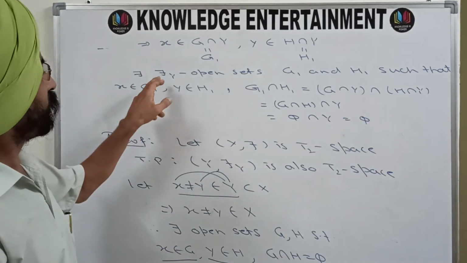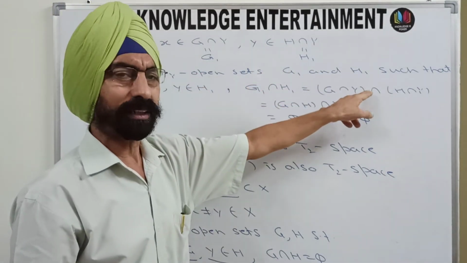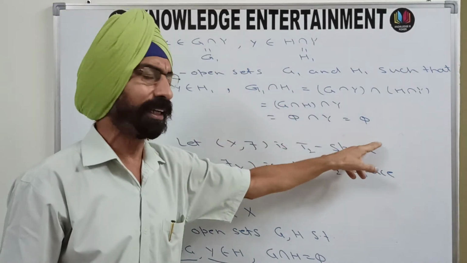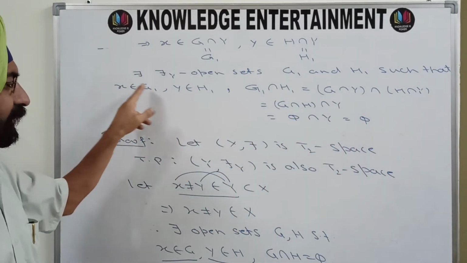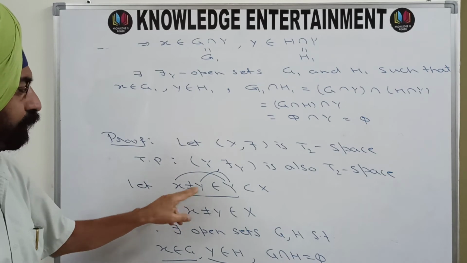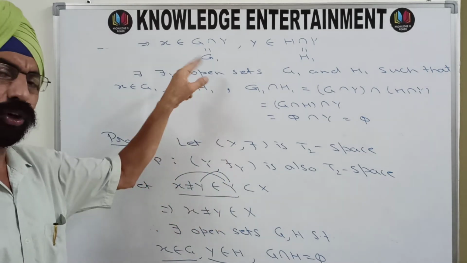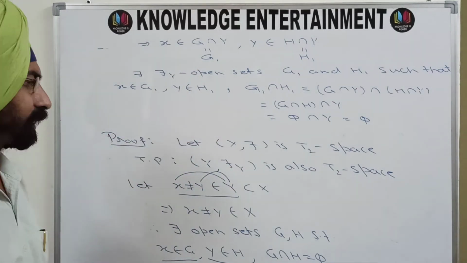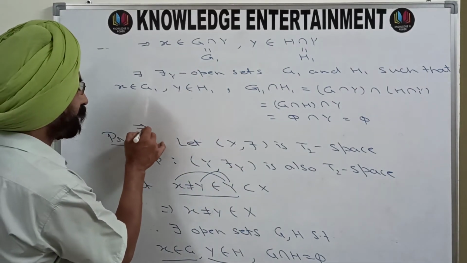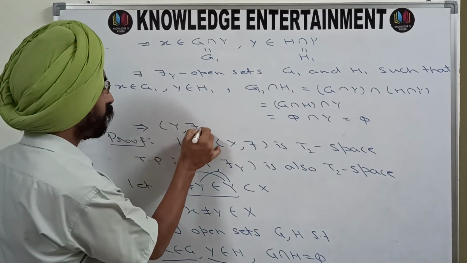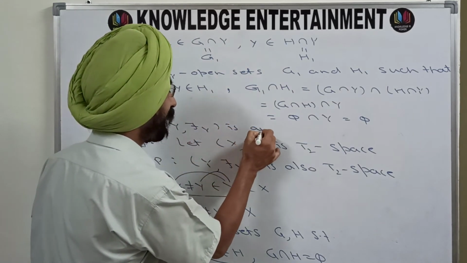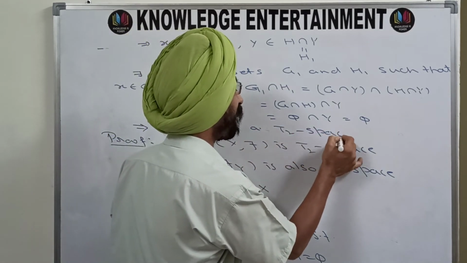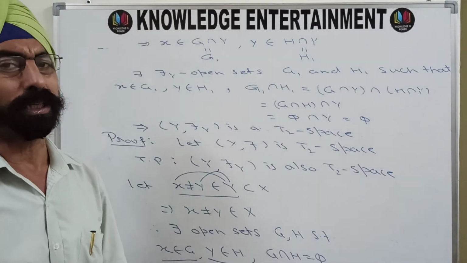So what have you obtained? You have obtained two tau_Y open sets G1 and H1 such that x is in G1, y is in H1 and their intersection is phi. And what are these two x and y? These are two arbitrarily taken distinct elements of the set Y. And this all makes your Y along with the topology tau_Y a T2 space. So what you have proved finally is that (Y, tau_Y) is a T2 space, and that was what was required to be proved.